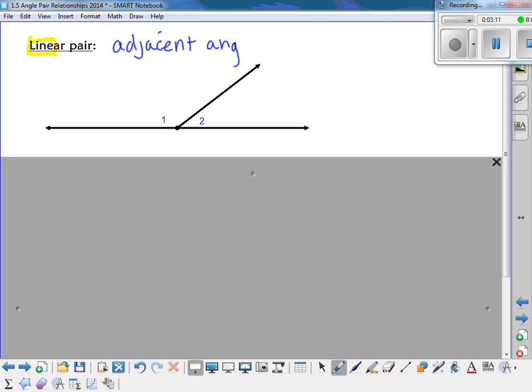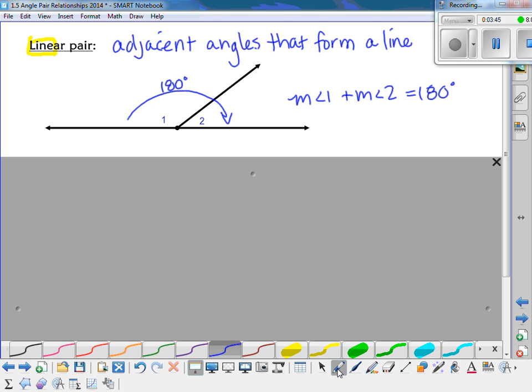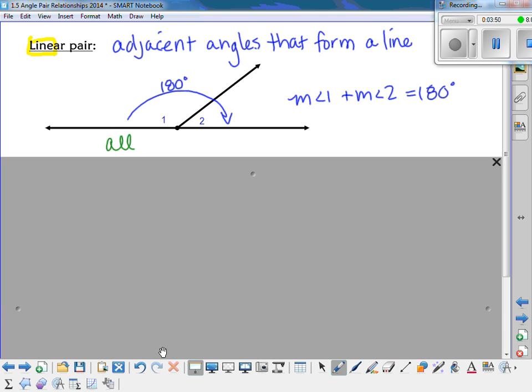Adjacent angles that form a line. So angle 1 and 2, if I add them up together, a line is 180 degrees, or a straight angle is 180 degrees. So I know that the measure of angle 1 plus the measure of angle 2 would have to equal 180 degrees. So whenever I have a linear pair, I know it's going to be supplementary. So that is actually a theorem that you'll need to know. All linear pairs are supplementary.